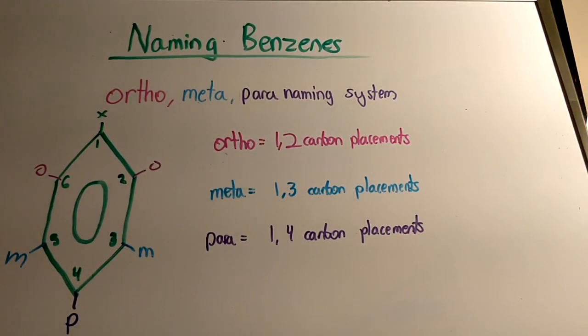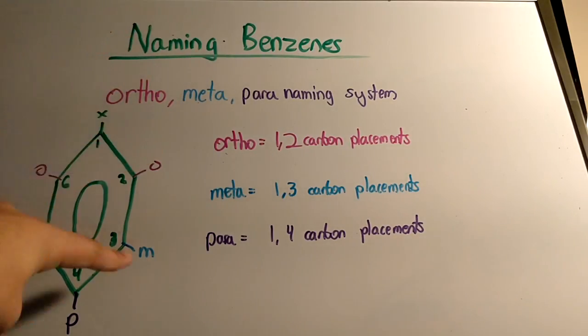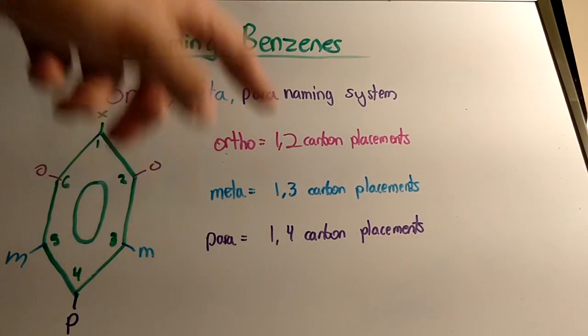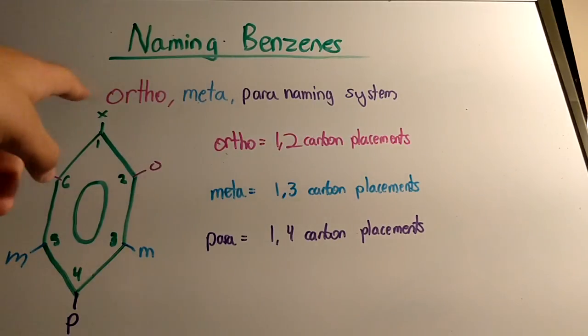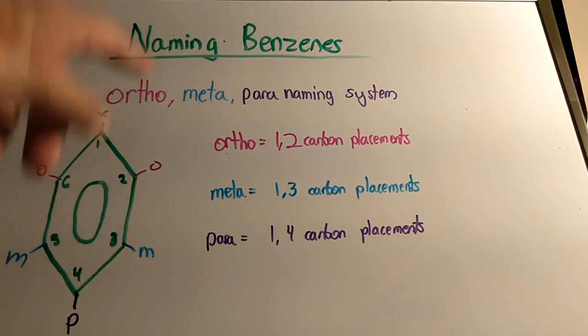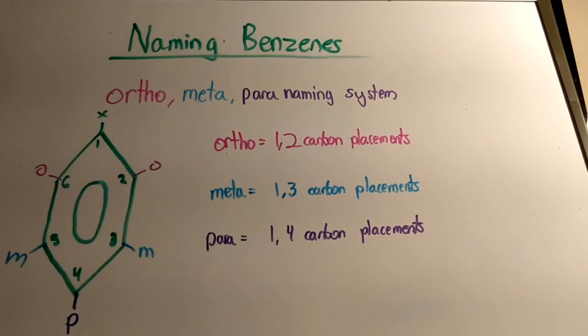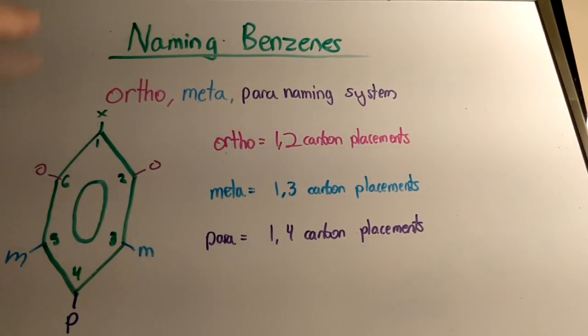Meta represents the carbon placements from the X to the M. This means from a 1 to 3 carbon placement. So the substituents are on 1 and 3. Lastly, para represents the carbon placements from 1 till 4, or the P. This means that the substituents are placed on the first carbon and the 4th carbon on a benzene ring.